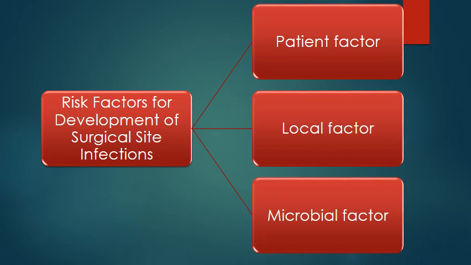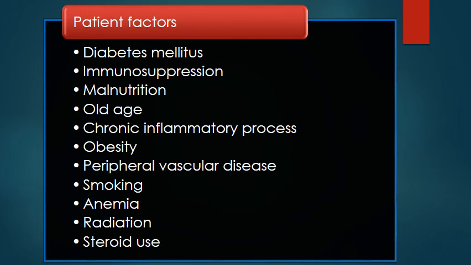So, risk factors for development of surgical site infection, we have three factors. We have patient factor, local factor, and microbial factor. Patient factors: diabetes, immunosuppression, malnutrition, old age, chronic inflammatory process, obesity, peripheral vascular disease, smoking, anemia, radiation, and steroids. All are patient factors that may increase the risk of infection.